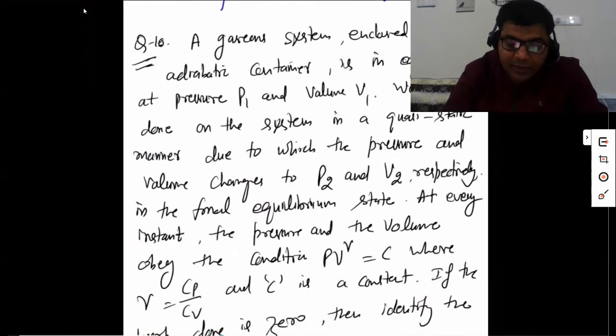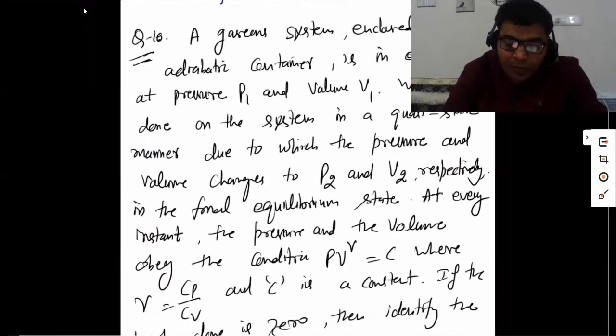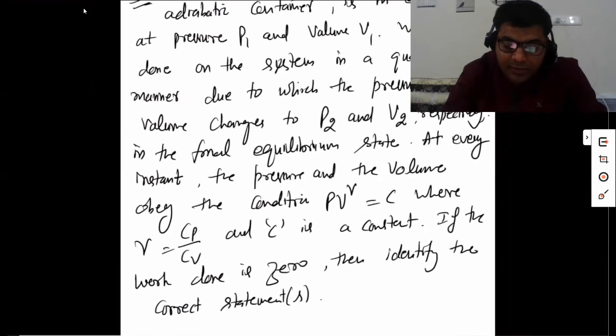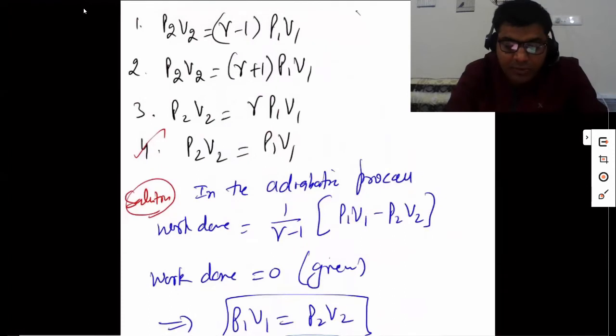A gaseous system enclosed in an adiabatic container is in equilibrium at pressure P1 and volume V1. Work is done on the system in a quasi-static manner, due to which the pressure and volume change to P2 and V2 respectively in the final equilibrium state. At every instant, the pressure and the volume obey PV to the power gamma equals constant, where gamma is equal to CP by CV. If the work done is zero, then identify the correct statement. These are the options given.